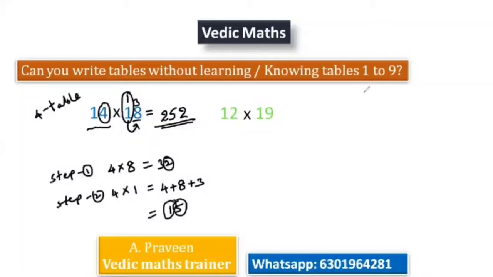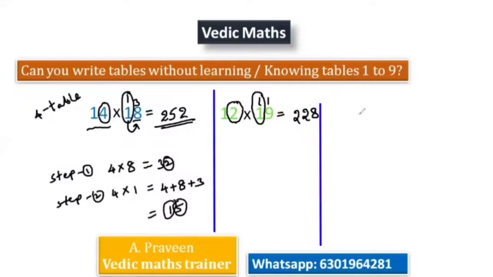Let me clarify that with another example: 12 into 19. Here, I'm taking the 2 table. Then 2 into 9 is 18, so 8 is written in the answer format and 1 will be carry. Then 2 into 1 is 2, plus 9 is 11, plus 1 carry is 12. 2 will be written here, then 1 is carry, then add these two. So what will I get? 2 here.